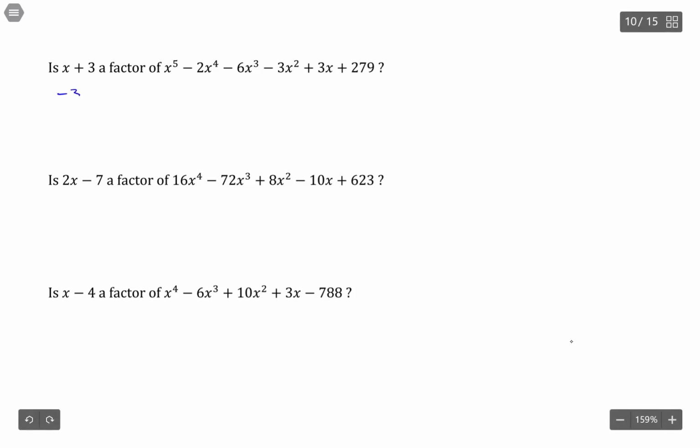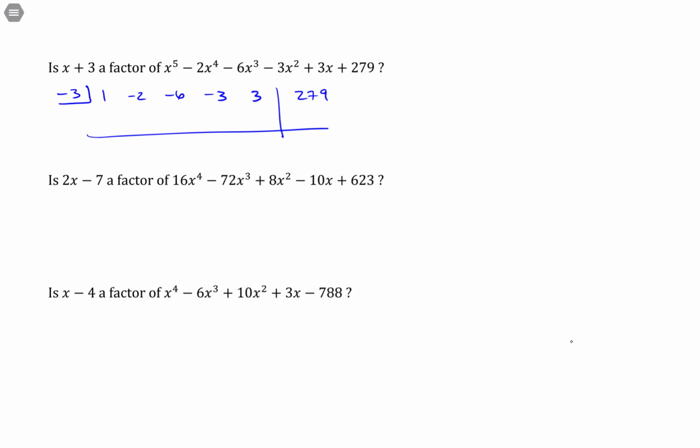So we start off setting the negative 3 off to the side, because this is a factor and not a 0, we have to change the sign. Then we have x to the fifth minus 2x to the fourth minus 6x cubed minus 3x squared plus 3x and 279. Now, with synthetic division, I start off bringing the 1 down.